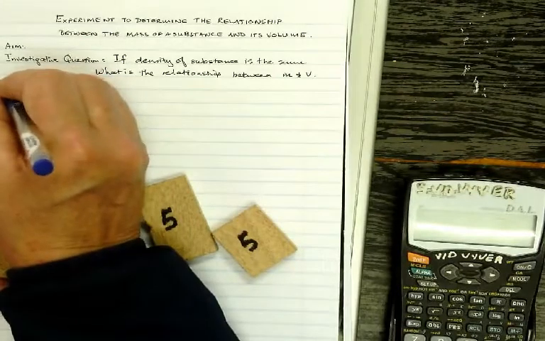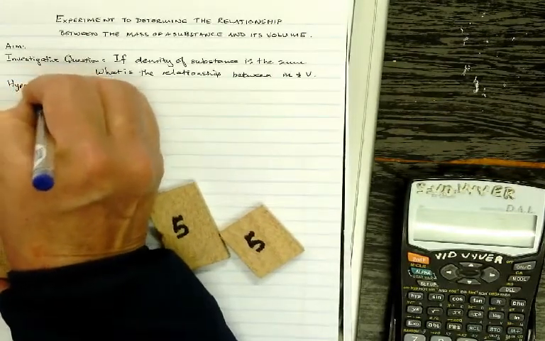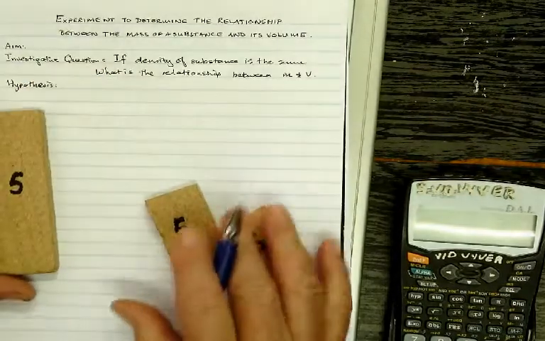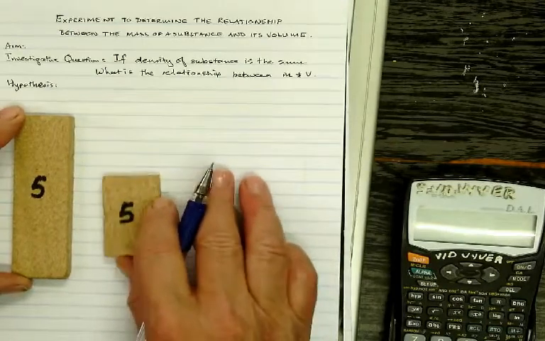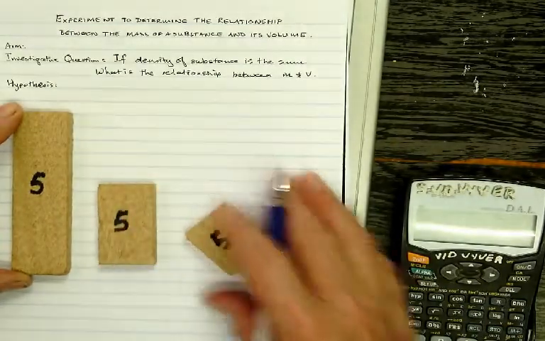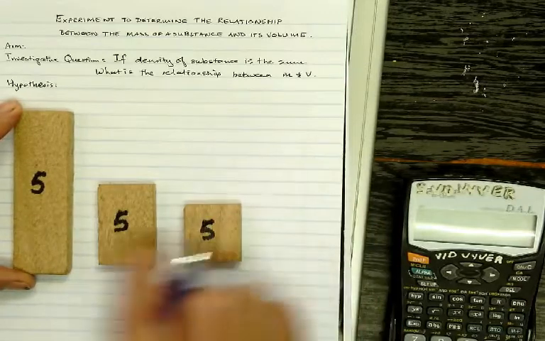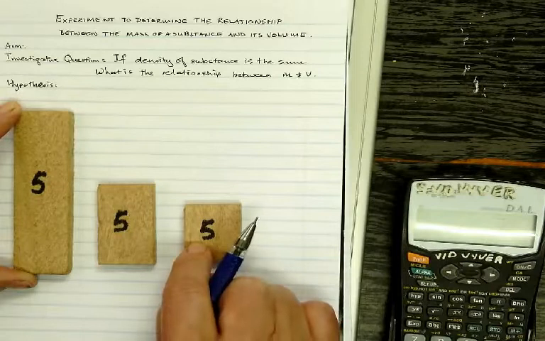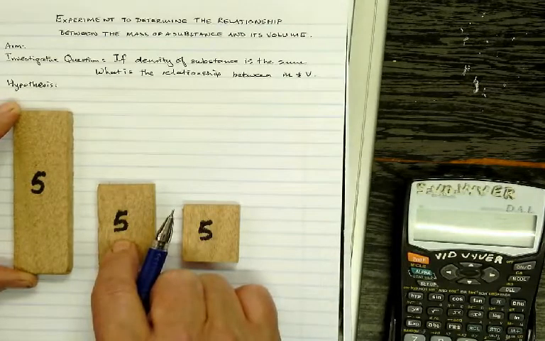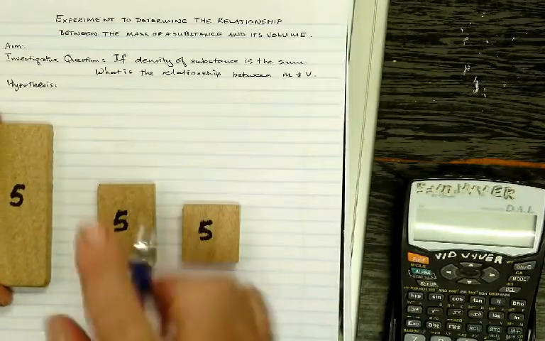My hypothesis would be what I think the relationship is before doing the experiment. So I think that as the volume of the substance increases, its mass would increase. Then we need to do the experiment.